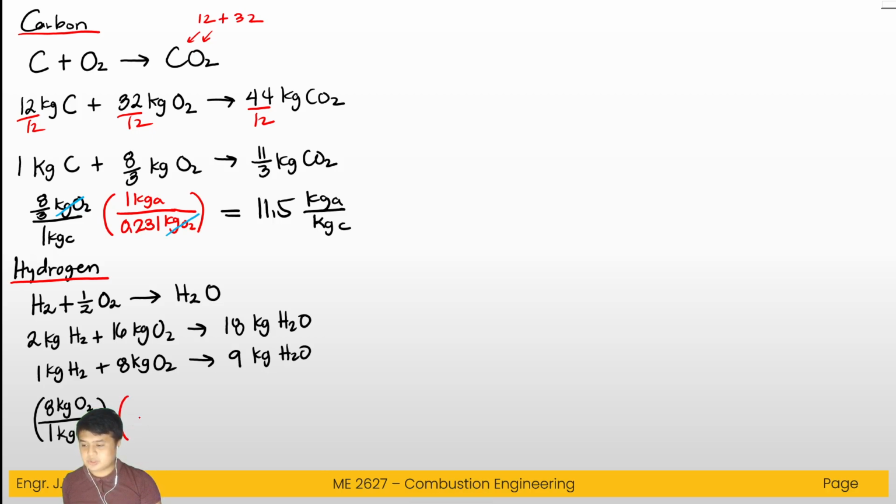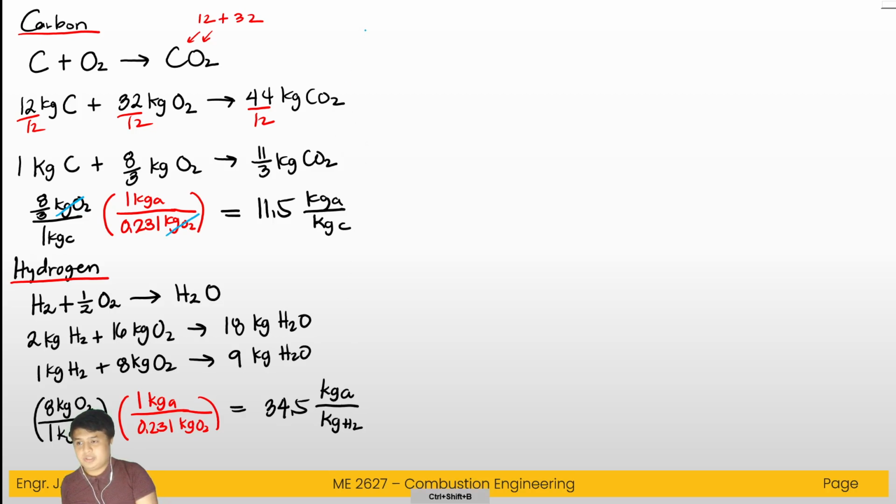We can write this in terms of air. We need a way to convert kilograms of oxygen into kilograms of air. So we have 1 kilogram of air over 0.231 kilogram of oxygen, and if you multiply this, you will get a value of 34.5 kilograms of air per kilogram of hydrogen. Okay, we're good with this too. It's fairly easy.